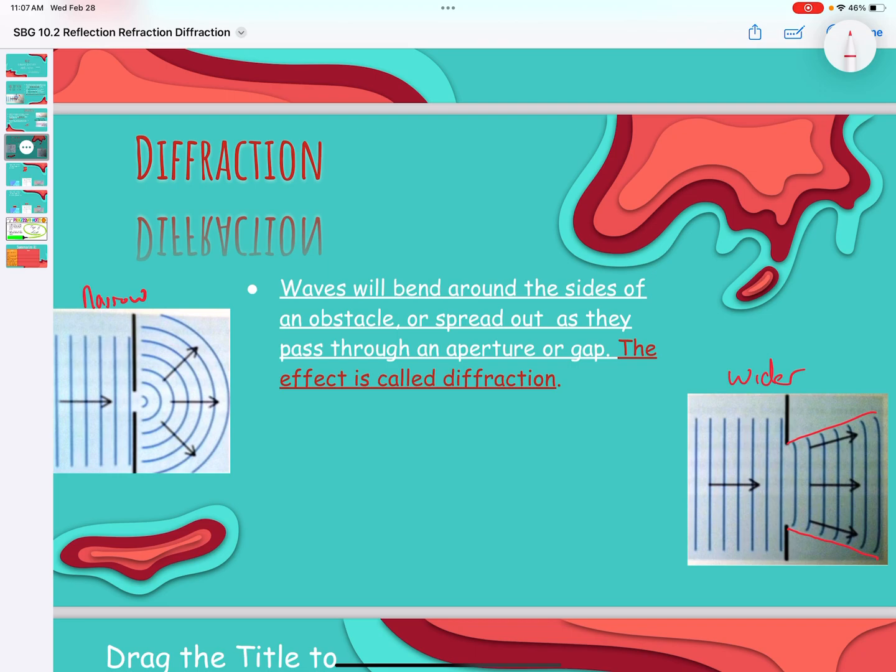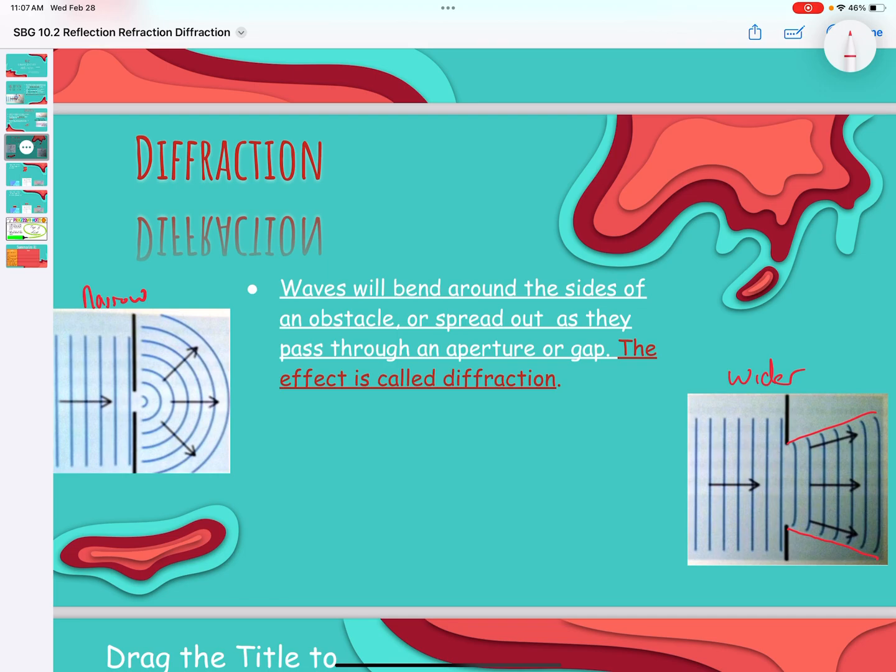This has to do with the ratio of the gap to the wavelength, but the exact math that you'll need for that is not part of this class. So for right now, just understand that narrower gaps tend to produce wider diffraction patterns, and wider gaps produce more narrow diffraction patterns.